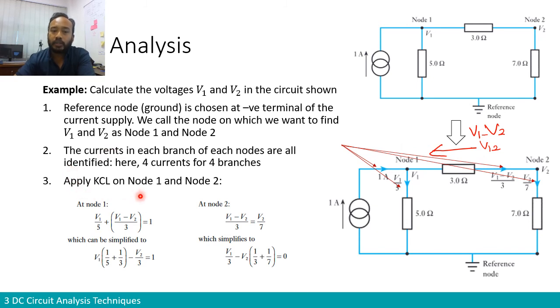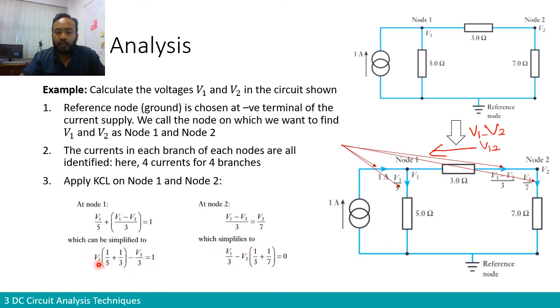Step number 3 is to apply KCL and write your KCL on node 1 and node 2. Let's have a look at node 1. At node 1, we have 1 entering current and 2 currents leaving the node. So entering current equals leaving current: 1 amp equals V1 over 5 plus V1 minus V2 over 3. That's the KCL for node 1. When you simplify it, you will have V1 multiplied by 1 over 5 plus 1 over 3, because you have 2 V1 terms here, minus V2 over 3 equals 1.